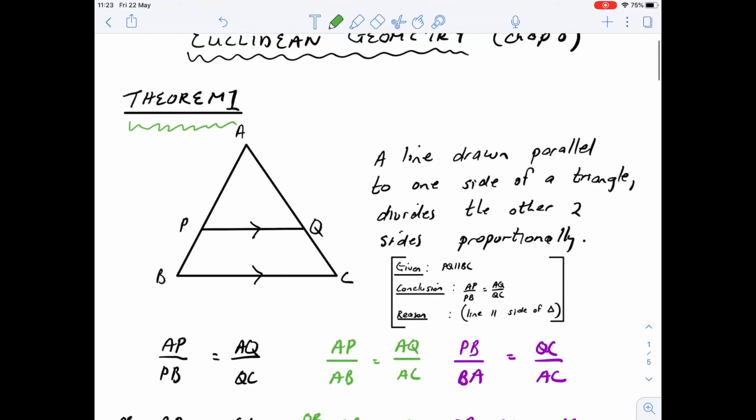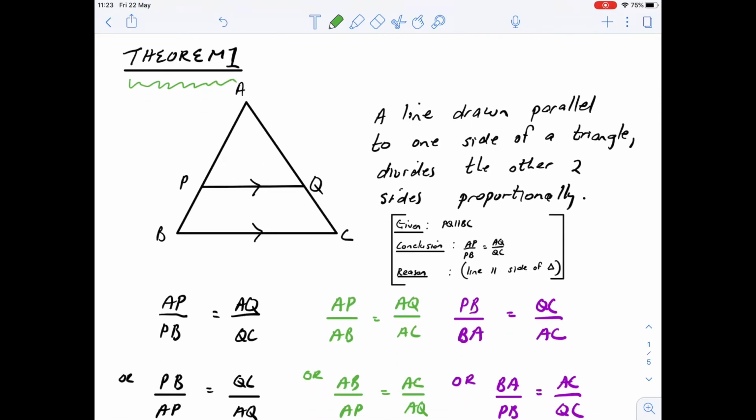Now, the theorem states as follows, that a line drawn parallel to one side of a triangle divides the other two sides proportionally. So in this case here, we are given that PQ is parallel to BC. And if that is the case, then the sides are divided proportionally. This is not new, it's back from grade 9. So if the sides are divided proportionally, then that side over that side is equal to that side over that side. We could also say it differently.